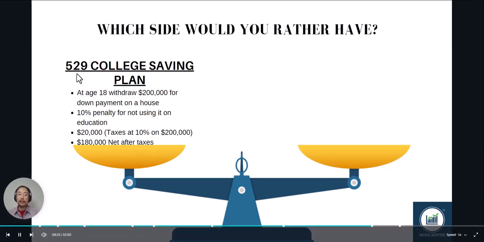So on the left side, we still have the 529 college savings plan. At age 18, let's say you've been saving money for your kid to go to college, but he decided he doesn't want to go to college. At age 18, he wants to buy a house, right? He wants $200,000 for a house. So he could take it out from his 529 plan, but since he's not using it for college, he'll lose a 10% penalty. So 200,000 minus 10%, which is 20,000, will give you 180,000 net after taxes.